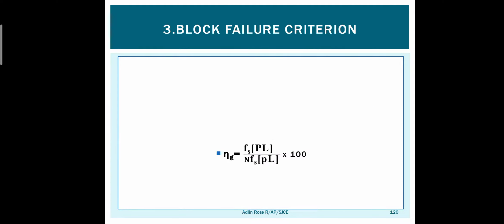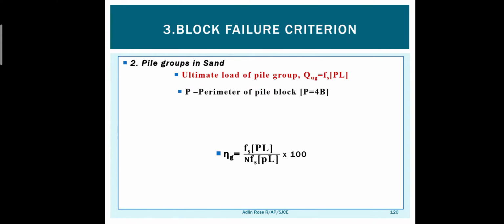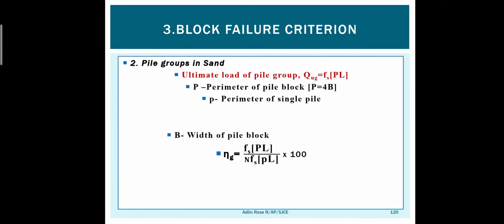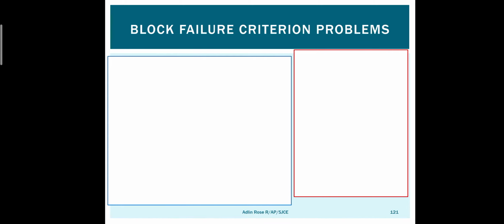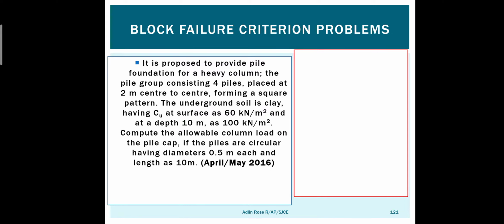This is for clay. For sandy soil, only the frictional resistance factor occurs. So frictional resistance into perimeter area. What is the perimeter area? Perimeter into length. So that is the frictional resistance or ultimate load of the pile group in sand. Mostly we solve problems in terms of clay soils. Okay, so listen to the question.